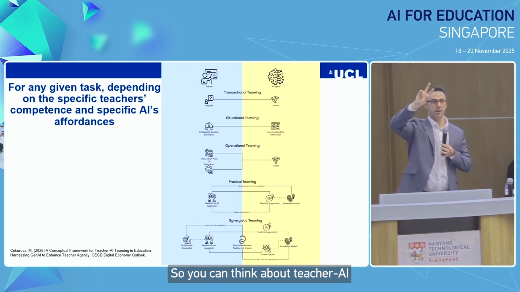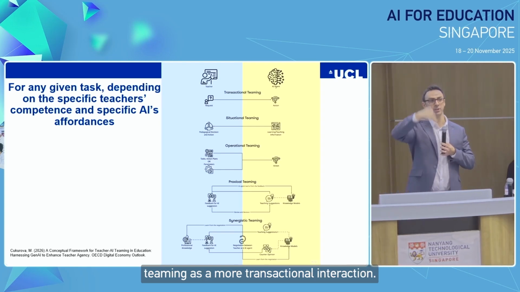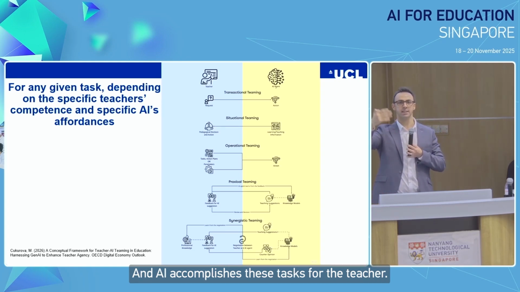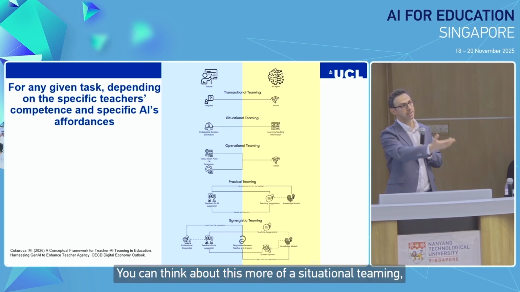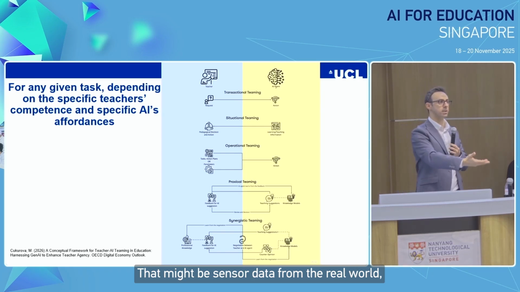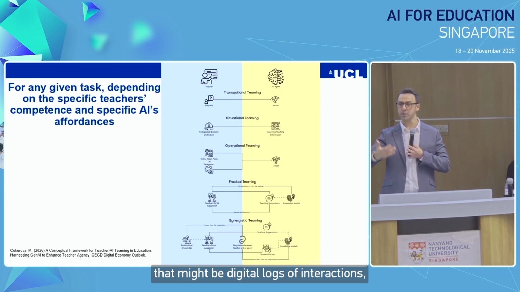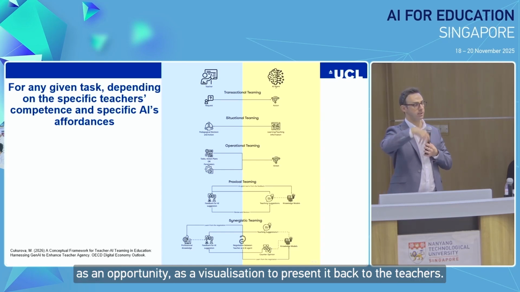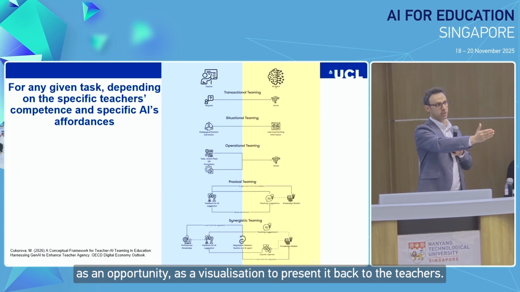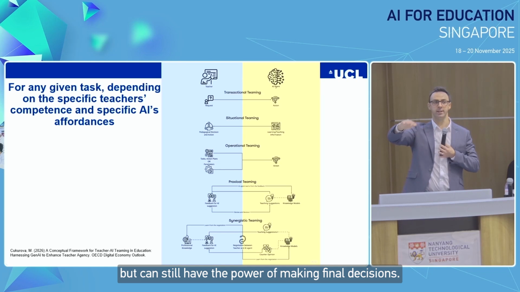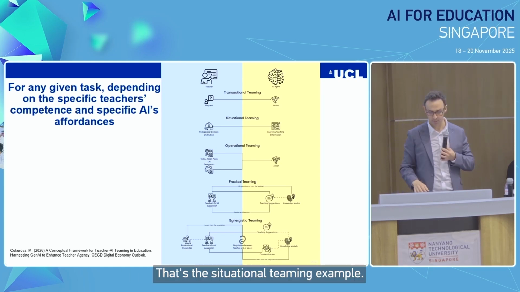So you can think about teacher-AI teaming as a more transactional interaction. So the teacher asks AI to do something, and AI completes these tasks for the teacher. You can think about this more of a situational teaming, in which AI collects particular information from the situation. That might be sensor data from the real world, that might be digital logs of interactions, and then processes this situational data as an opportunity, as a visualization, to present it back to the teachers, and teachers can interact with these visualizations, but can still have the power of making final decisions. That's the situational teaming example.